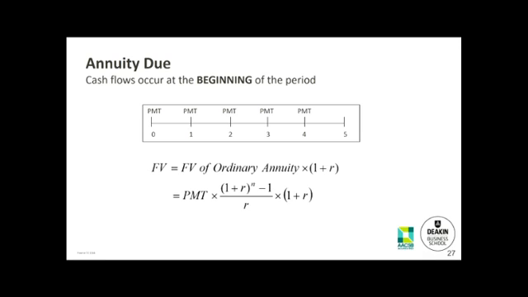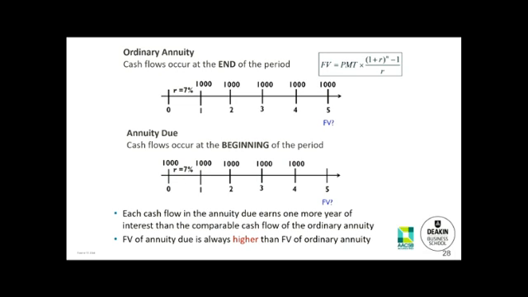For example, step 1, you need to identify whether it is an annuity or not. Step 2, if it is an annuity, whether it's an ordinary annuity or annuity due. Ordinary annuity starts at time 1. Annuity due starts right now. Am I right? And then you apply the equation respectively.